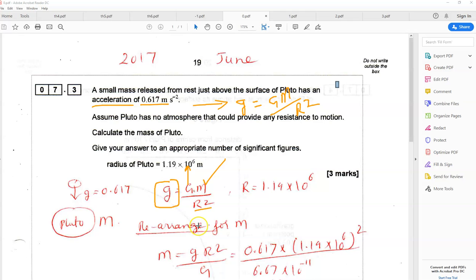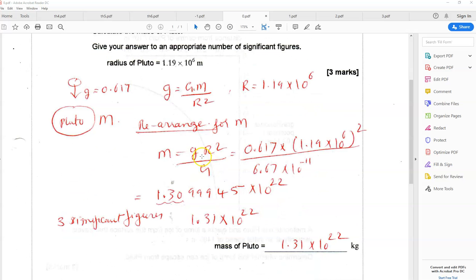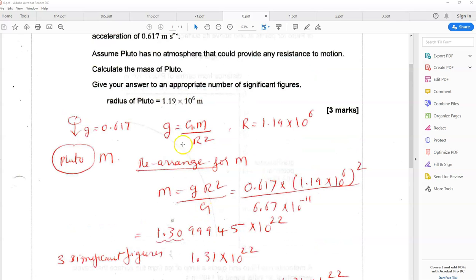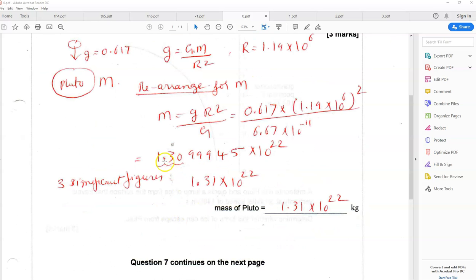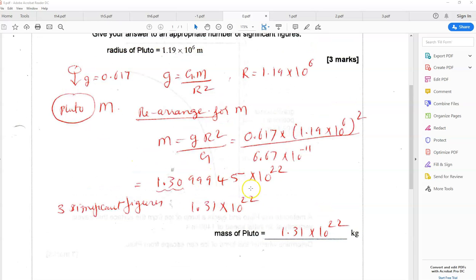So when you rearrange this formula and substitute all the values here, you end up with 1.30999, so many decimals, times 10 raised to 22. Because all the values given in the question have 3 significant figures, I'm going to round this to 3 significant figures. You get 1.31 times 10 to the 22. So this is the answer.